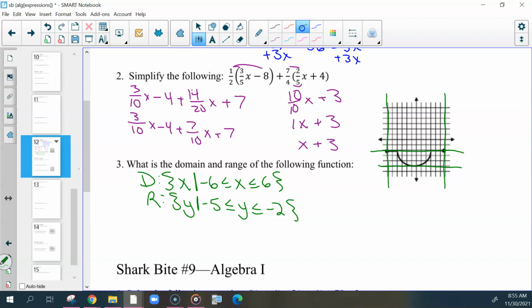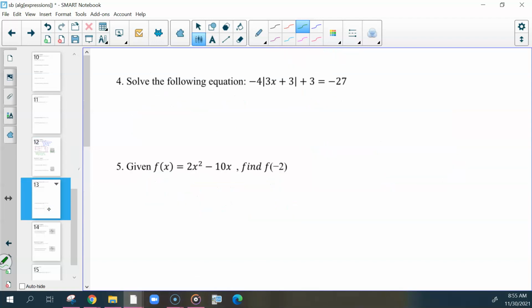Turning over to the back. Number 4 was one of those absolute value equations. So first, we need to get everything away from the absolute value. You're going to tell me the answer? Okay, hold on. First, I need to subtract 3 on both sides. And then divide by negative 4.